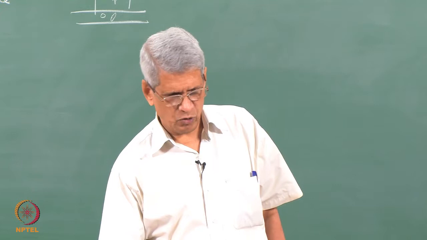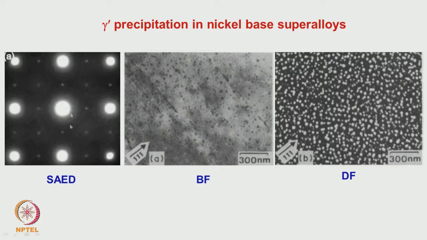If you look at this diffraction pattern, you have strong spots plus some weak spots. Then this is a bright field picture which is taken by putting an aperture around it. When I put an aperture around this reflection and image it, I get a dark field picture. In this one, I am not showing all the pictures, but believe me, when I put an aperture around this reflection or around this reflection, I find that the same precipitates are getting imaged. That means that all these spots are coming from the same second phase.